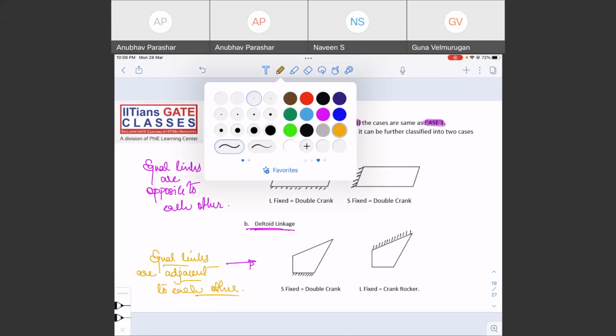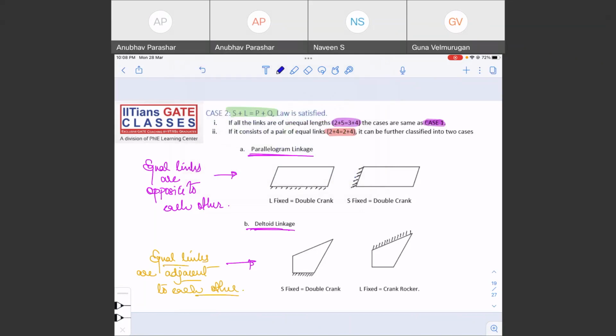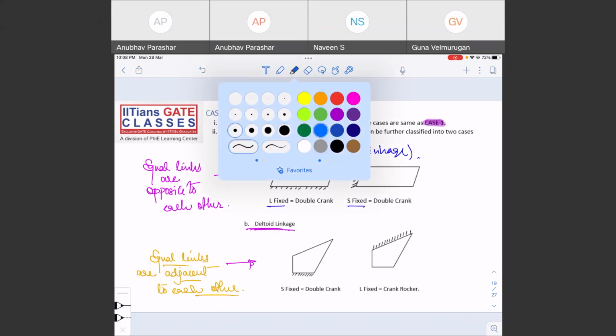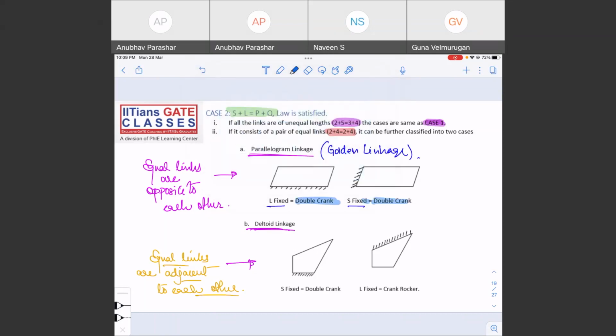When equal links are opposite to each other, what you are going to get is a parallelogram linkage. It is also known as the golden linkage. Why golden? Because either you fix the large one or you fix the small one, it doesn't matter. What you're going to obtain is a double crank. So that is why it is known as the golden linkage.